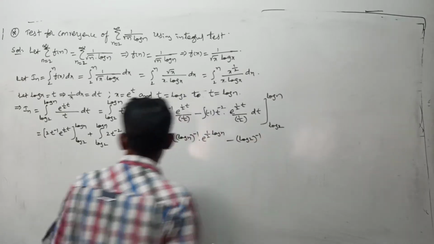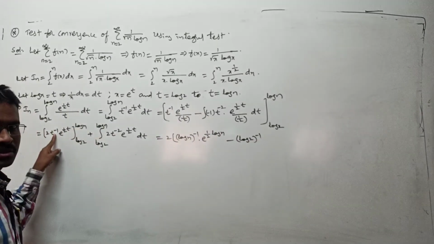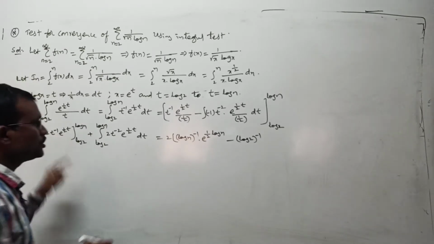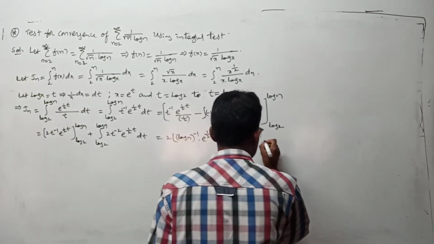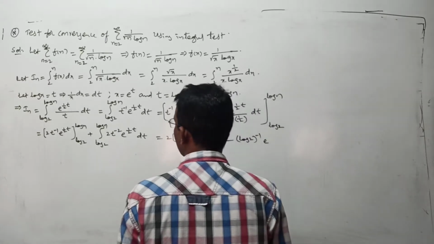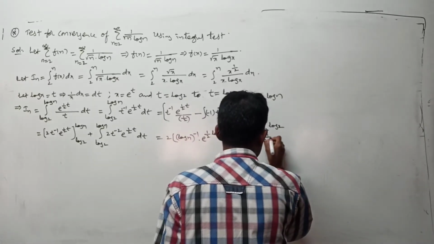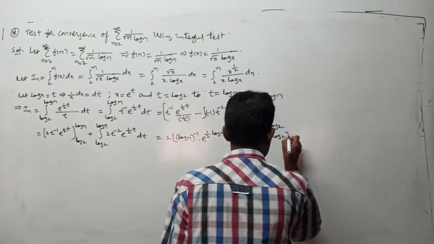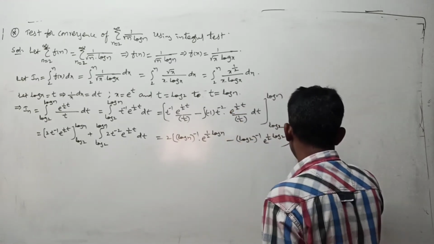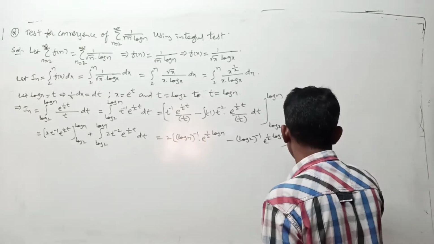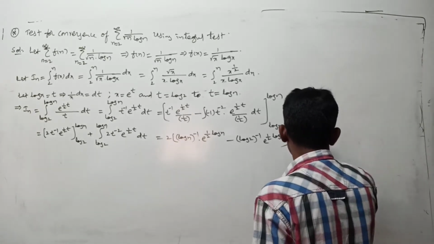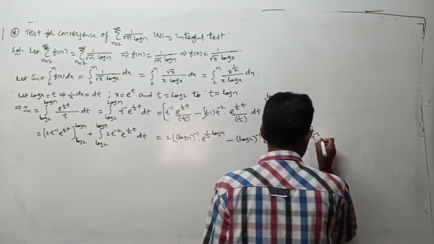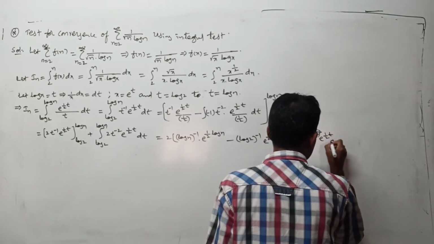inverse, log 2 inverse, into next what? This e power 1 by 2 into log 2, plus this you can write as it is. I am not doing any work here. Log 2 to log n, it is what? 2 into t power minus 2 e power 1 by 2 t dt.